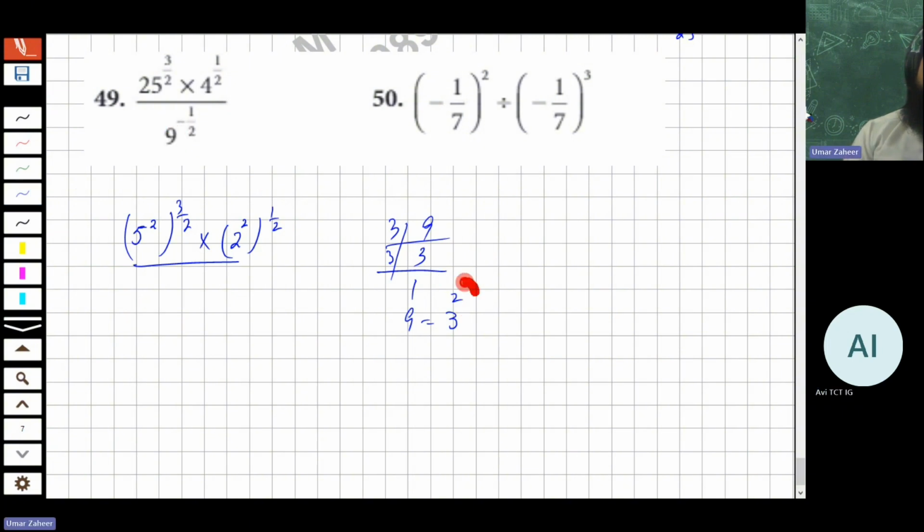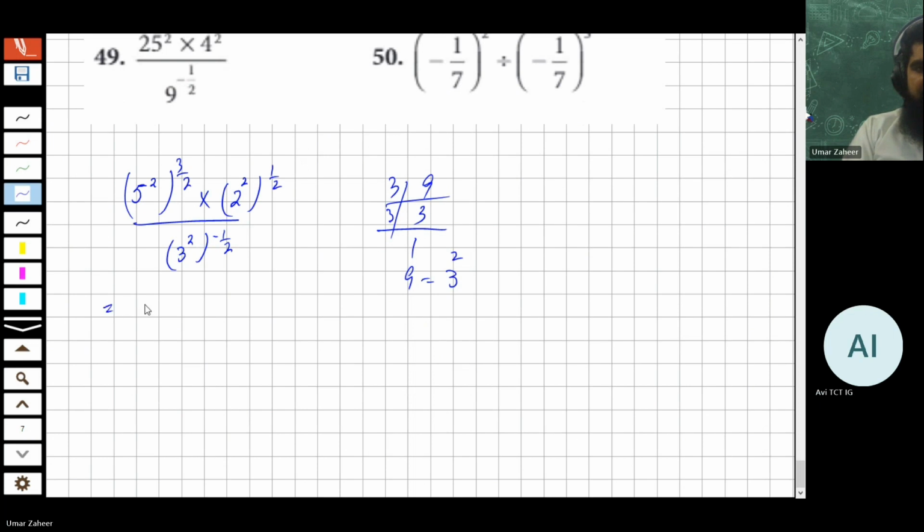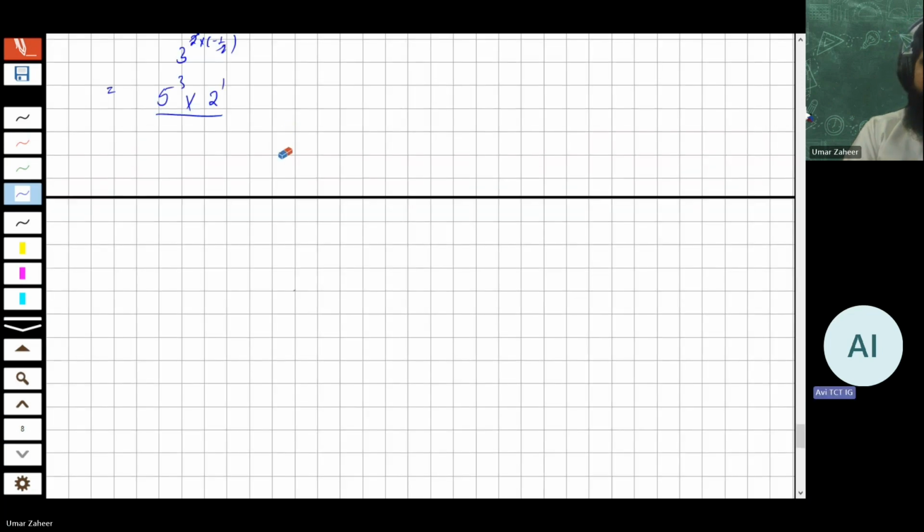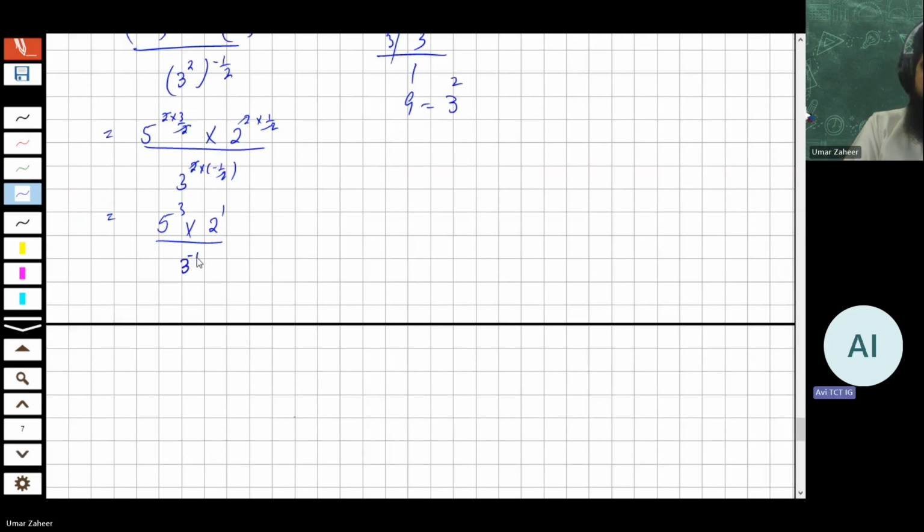Instead of 9, we will write 3 to the power 2. 3 to the power 2, whole raised to the power minus 1 by 2. So 2 will be cancelled out with 2. 2 multiplied by 3 by 2, multiplied by 2, multiplied by 1 by 2, divided by 3. 2 multiplied by minus 1 by 2. So 2 will be cancelled out. You will get 5 raised to power 3, 2 raised to power 1, and 3 raised to power minus 1. Yeah, minus.